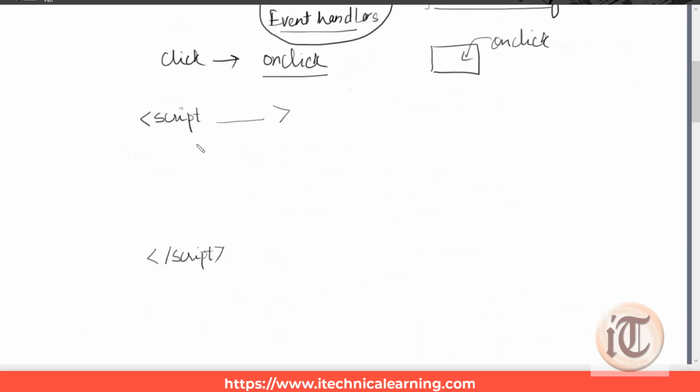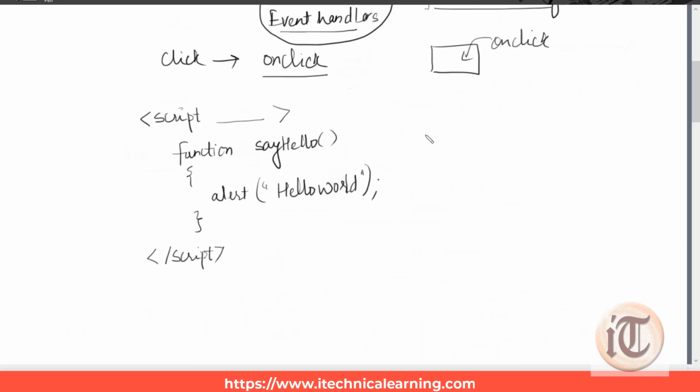Okay, and then suppose I have a function, and this function's name is say hello. What this function is doing is simply generating an alert, and it is saying hello world. This type of programming we have already done while studying functions. Now I want to call this function on a particular event.